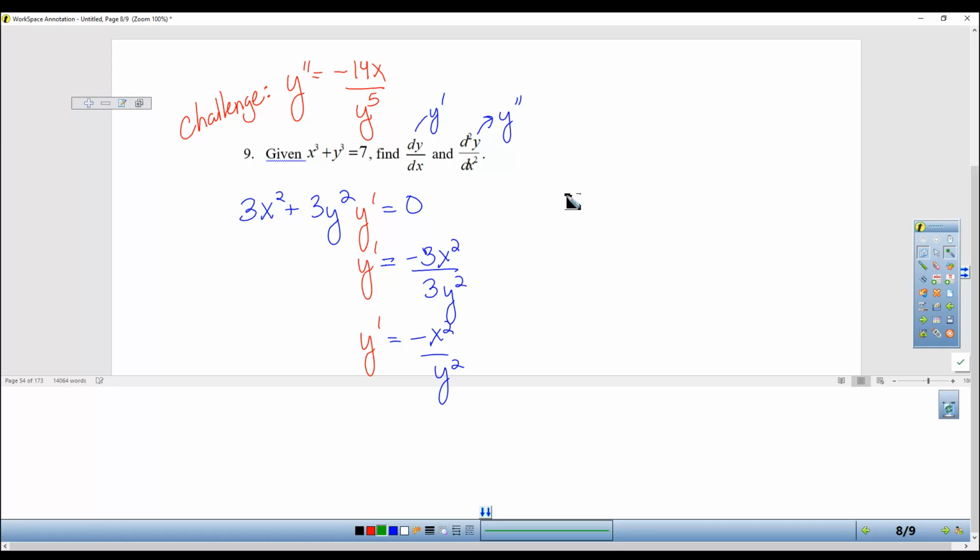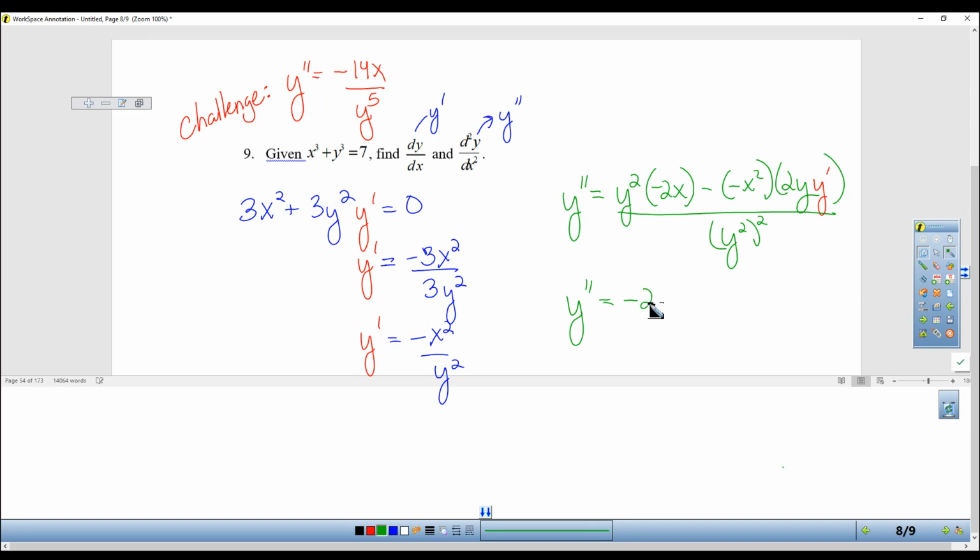Now I can do the second derivative using the quotient rule. The bottom times the derivative of the top minus the top times the derivative of the bottom. 2y, and then because I took the derivative of the y, I have to write y prime. All over the bottom squared.